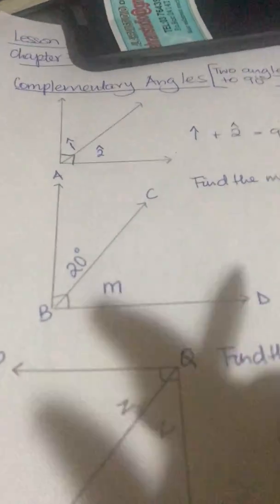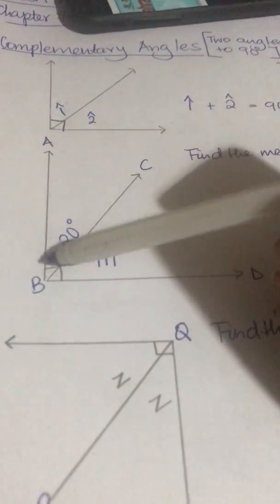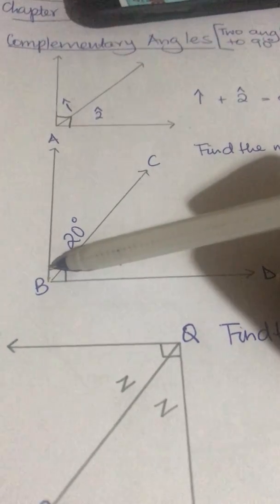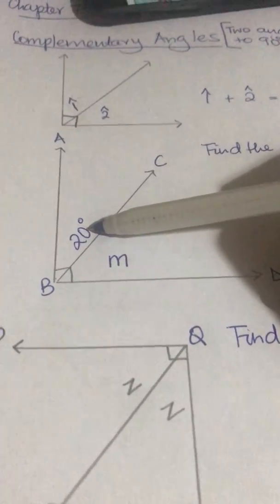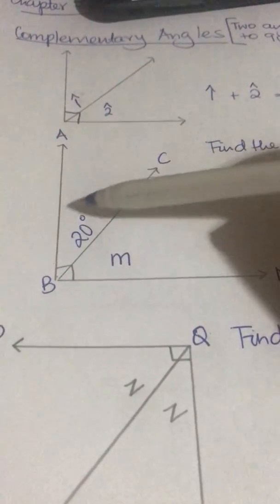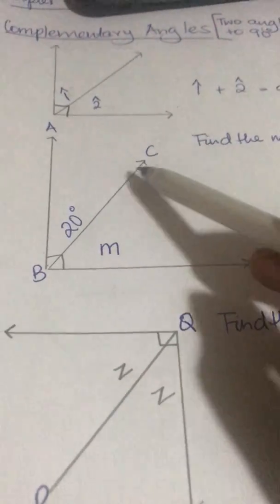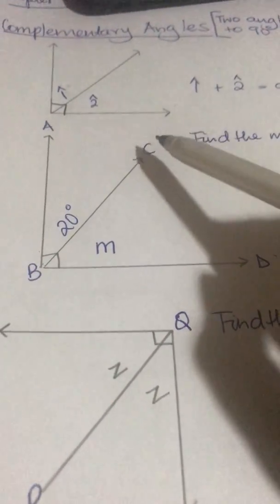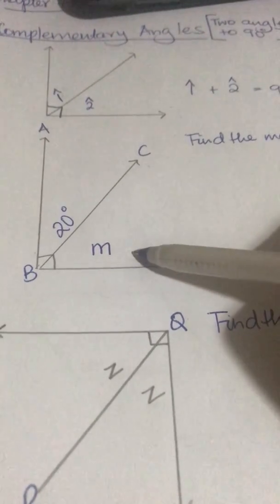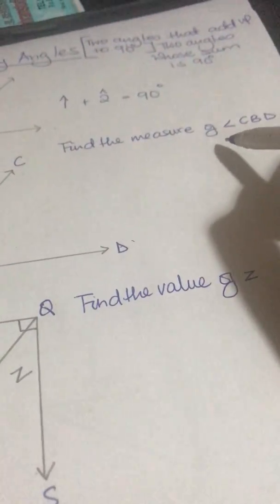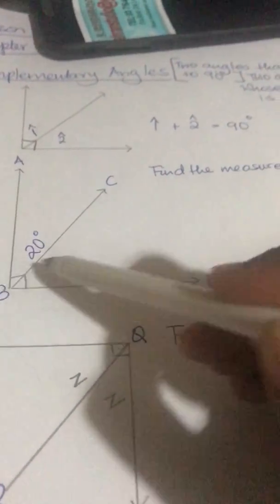So you've been given a question. You've been given angle ABD is 90 degrees. Angle ABC is 20 degrees. Angle CBD is M degrees. And they told you to find the measure of CBD.